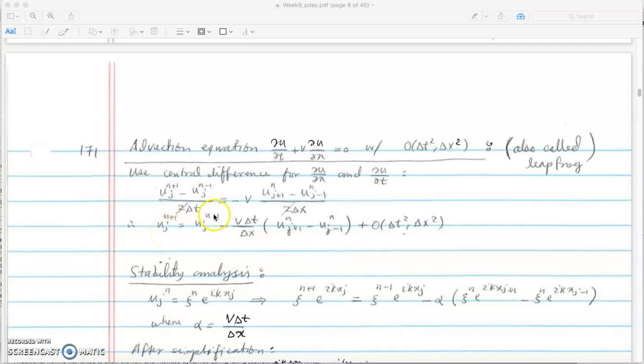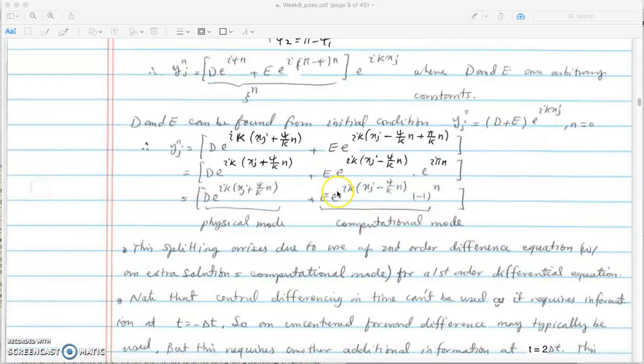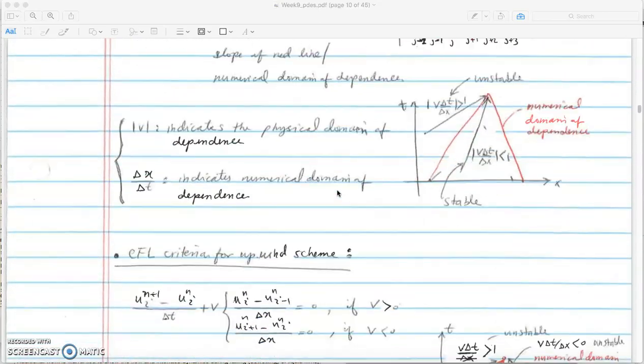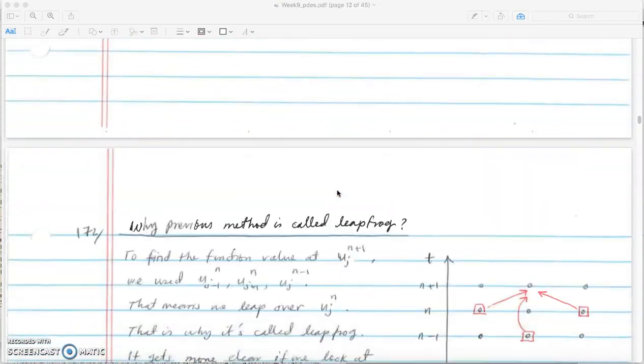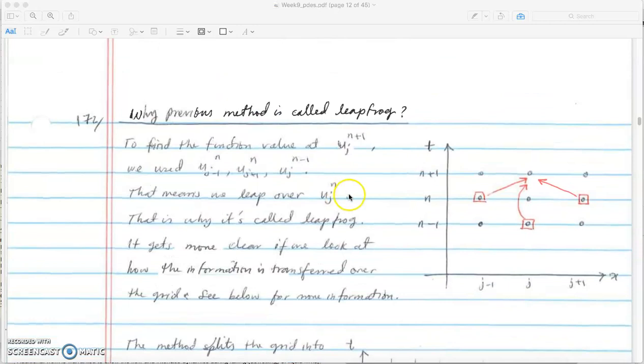So we need to know n minus 1 on j, n on j plus 1, and n on j minus 1. So let's go to that graph and see how we can represent these with the grid. So here's the grid of time-space coordinates. This is the spatial coordinate, that's the time coordinate. I'm showing the time index at n minus 1, tn, and tn plus 1. At the same time, I'm showing the spatial coordinates at j minus 1, j, and j plus 1.